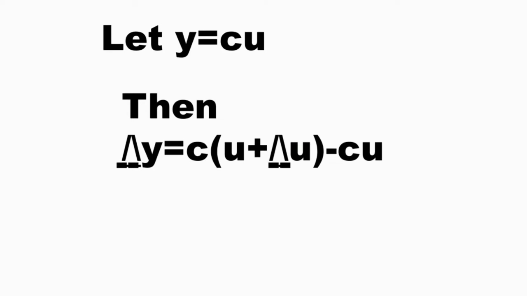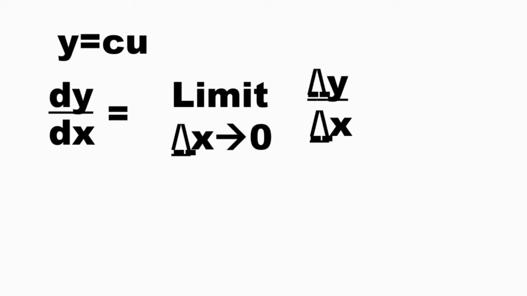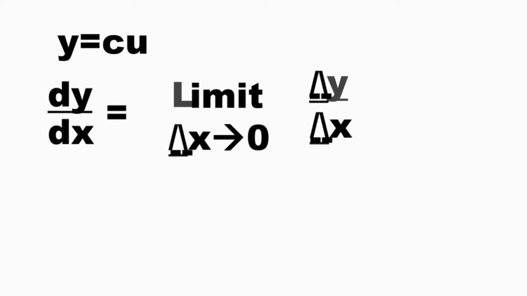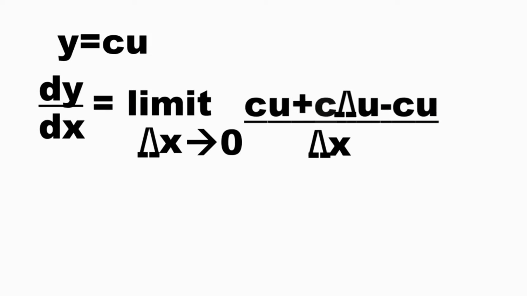Going back to dy over dx, it is equal to the limit of the change in y over the change in x, or delta y over delta x, as delta x approaches 0. Let's substitute the value of delta y we derived. So c times the quantity u plus delta u minus cu over delta x. Then use the distributive property of multiplication, distribute c. So cu plus c delta u minus cu over delta x.